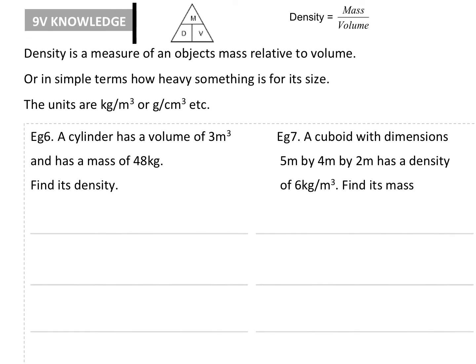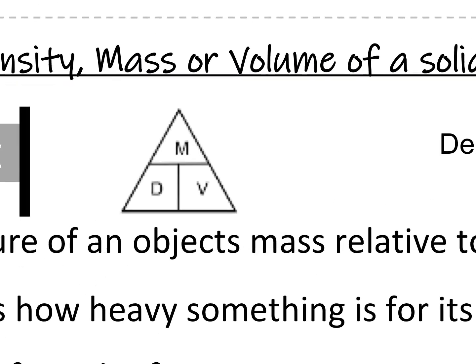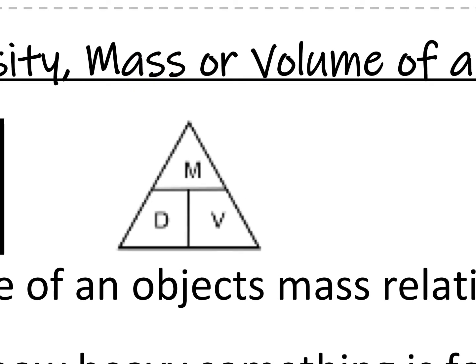Example 6. A cylinder has a volume of 3 meters cubed and a mass of 48 kilograms. Find its density. Now the definition of density is mass over volume. You may use that triangle, and the way it works is you cover up whatever it is you want to find out. In this case, I'm going to cover up density, and you can see what's left. You've got mass on the top and volume on the bottom, so that means mass divided by volume.